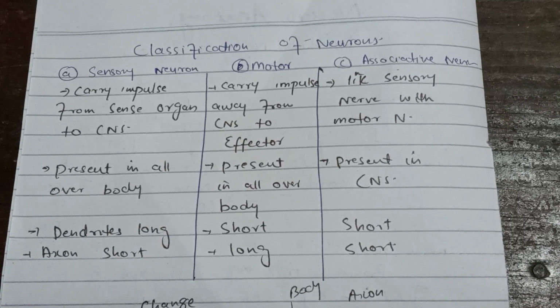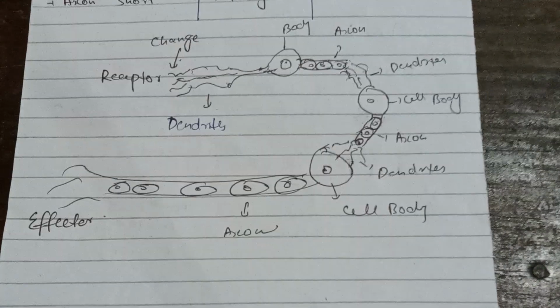In associative neurons, both axons and dendrites will be short because they only have to receive messages from sensory neurons and share them with motor neurons. So dendrites will be long in sensory neurons and short in motor neurons. Axon will be short in sensory neurons, and axon will be long in motor neurons.